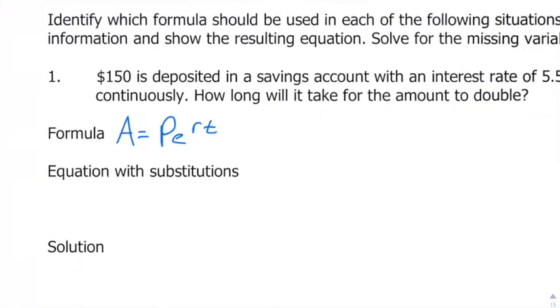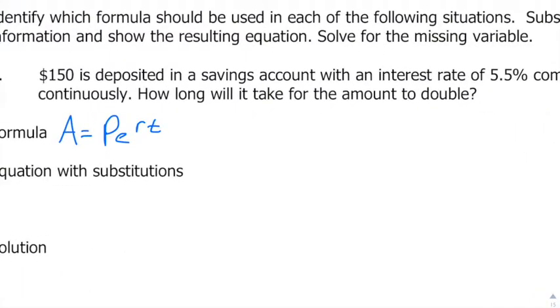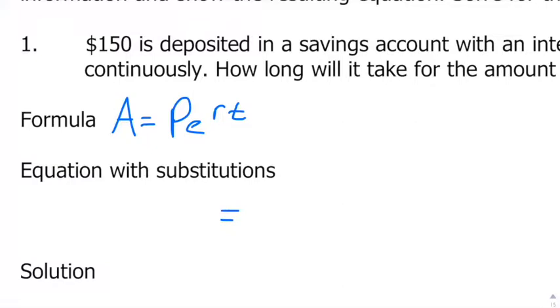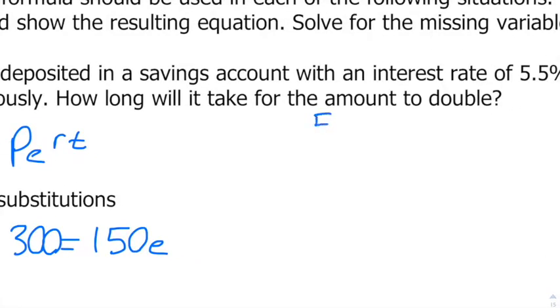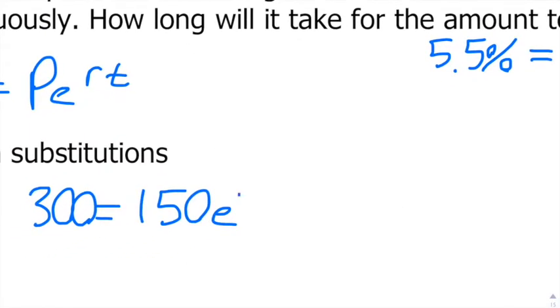Okay, and then we're going to plug in everything we know. So we know that the starting amount is $150. Okay, and then it's asking how long will it take for it to double. So actually, we're going to say it's equal to 300. And then we know our rate is 5.5%, which remember, we got to change that to a decimal. So that would be 0.055. So that'll be your rate right there, and then raised to t. Okay, because we don't know how much time it's going to take.